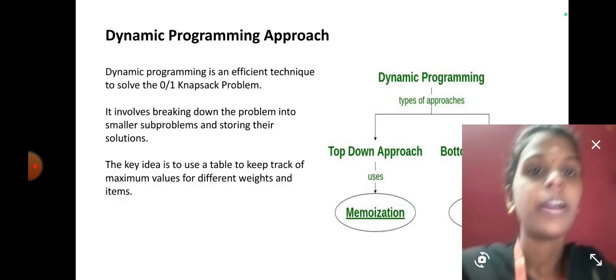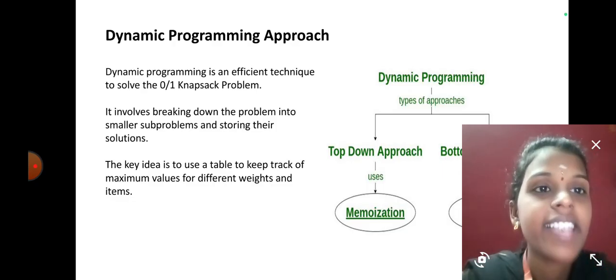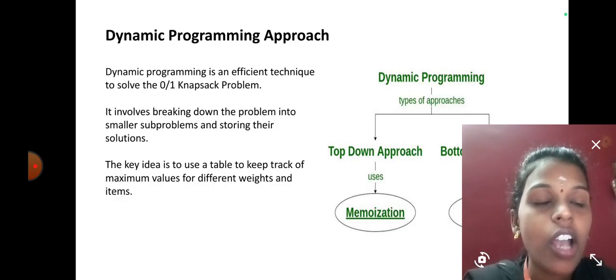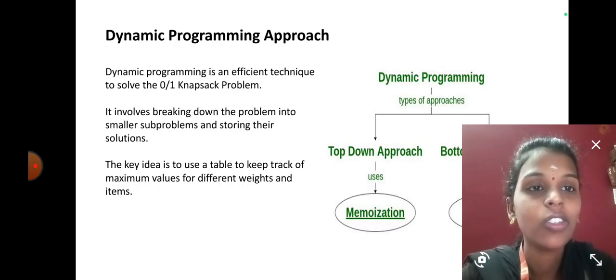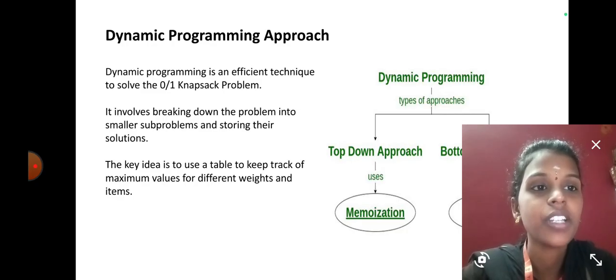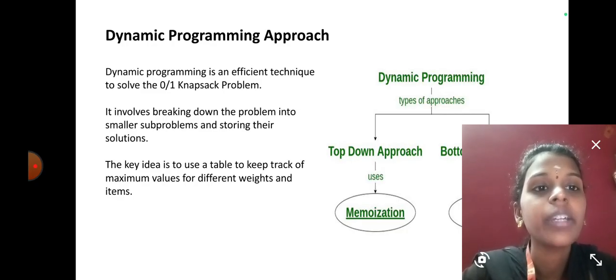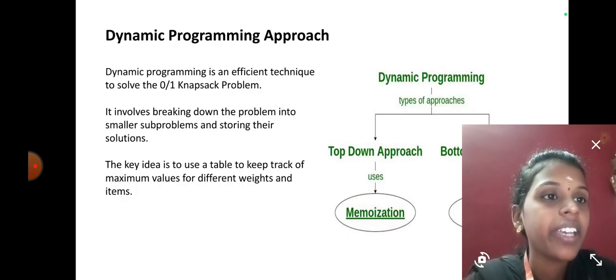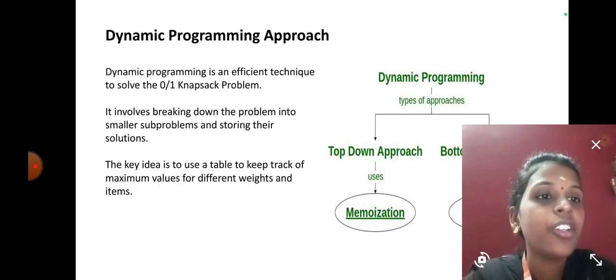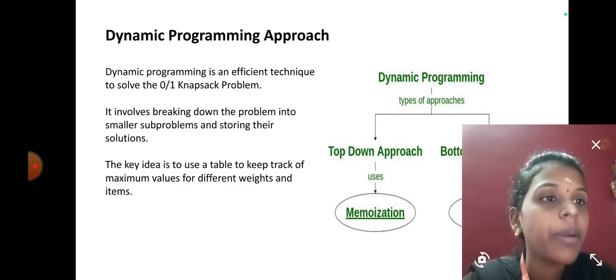Dynamic programming approach. Dynamic programming is an efficient technique to solve the 0/1 knapsack problem. It involves breaking down the problem into smaller subproblems and storing their solutions. The key idea is to use a table to keep track of maximum values for different weights and items. Dynamic programming types of approaches: top down approach uses memoization, and bottom up approach.